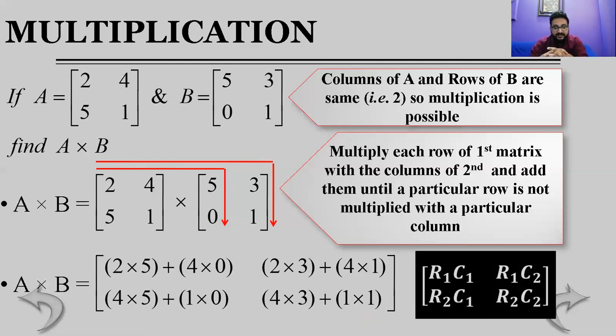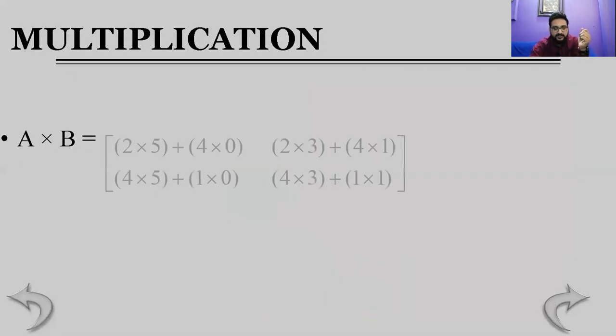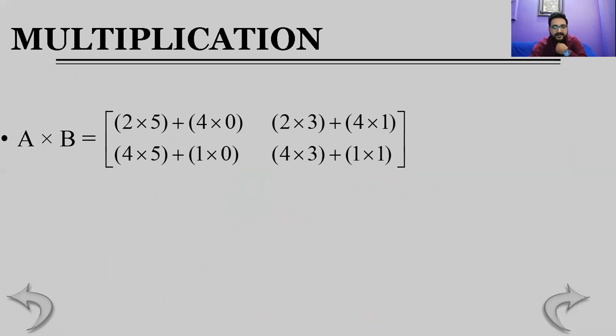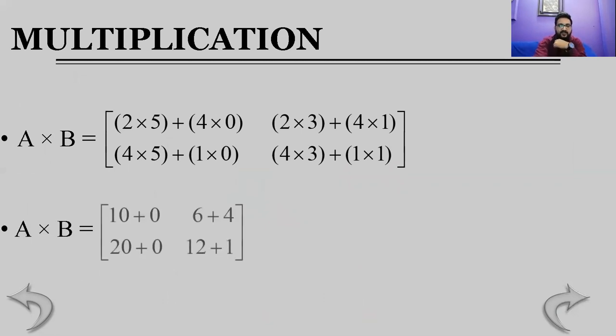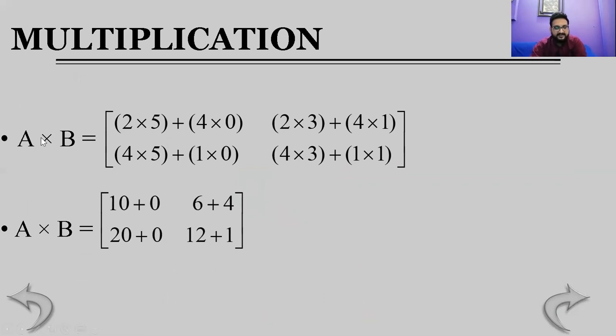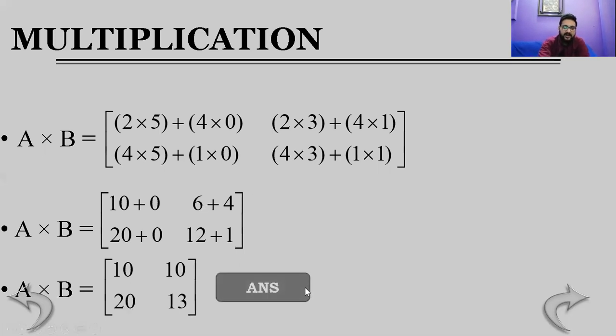अब मल्टीप्लिकेशन करना आ गई, वैल्यूज को सिंप्लीफाई करना। अब इसके बाद सिंप्लीफिकेशन ही करनी है। वहाँ वाली वैल्यू मैंने यहाँ कॉपी कर दिया, and then we have to calculate about that. 2 5s are 10, 4 0s are 0, 2 3s are 6, 4 1s are 4, 4 5s are 20, and then 1 0s are 0, and 4 3s are 12, plus 1 1s are 1. Your answer is equal to 10, 10, 20, and 13. This is your answer.